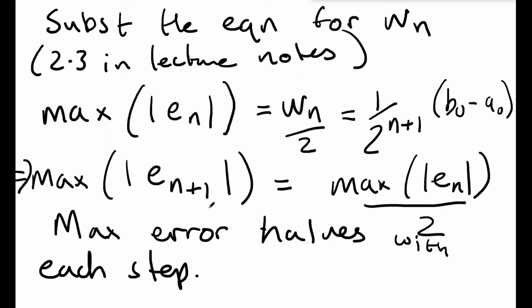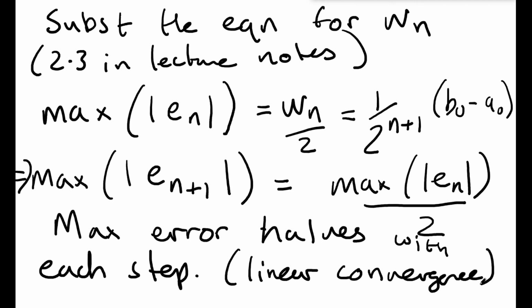Another way of looking at this is linear convergence. It's because the maximum error is just proportional to the error. There's no power in there, there's just the power of 1. So this is linear convergence. So actually that means it's quite slow.